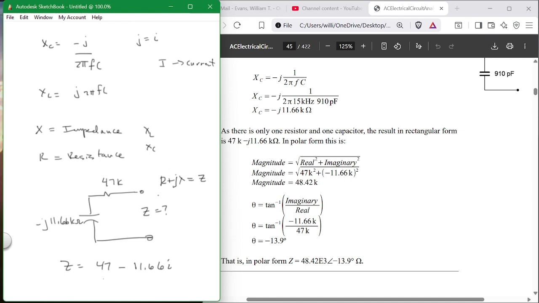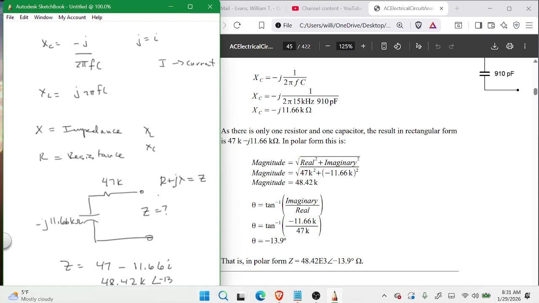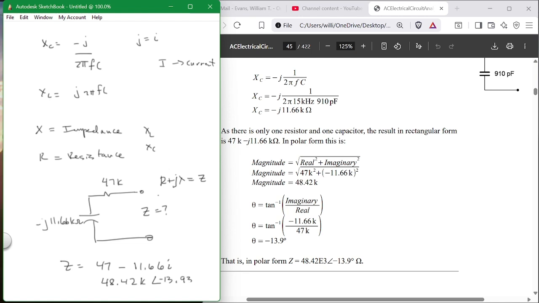What's your final answer? 48.42 K at angle minus 13.93 degrees. Everybody should get that. If you don't get that, I want the answer in polar. All right, practice that until you can get it. Anybody have any questions about that?